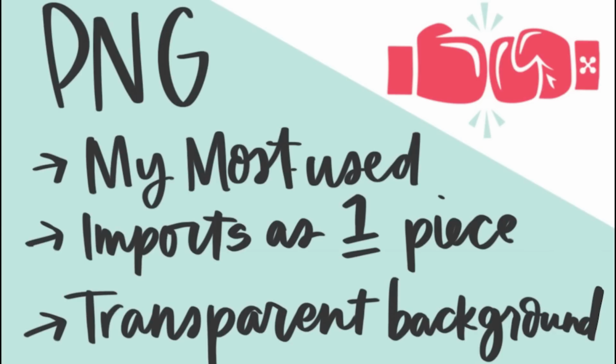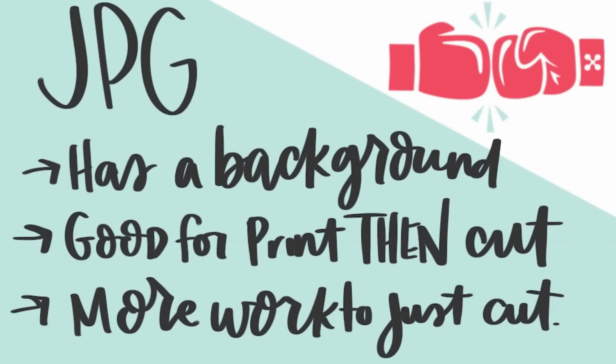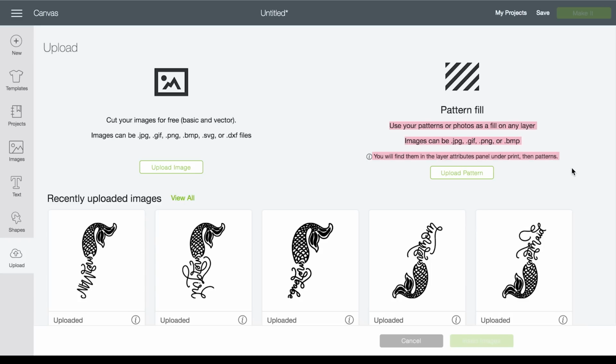And then lastly, JPEG images have a solid colored background, so those are really great for print and then cut images, or if you want to do a little bit more tweaking in your design space, then you can use JPEGs as well. If you could choose, I would choose either an SVG or a PNG. So let's look at the SVG images first.